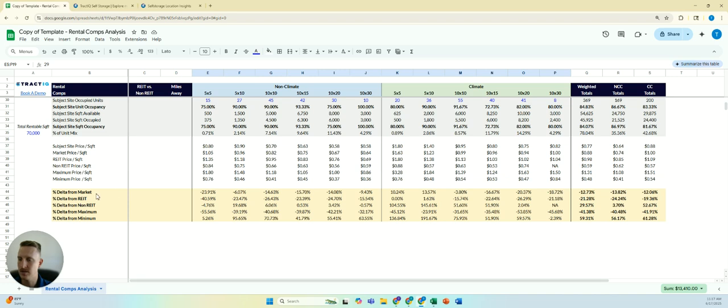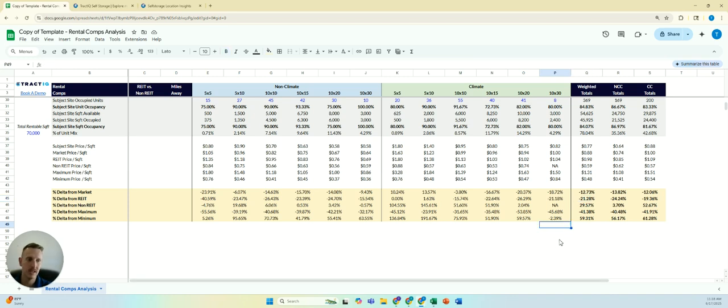So if we go down to this gold section, for example, if we look at a 10 by 10 non-climate unit, we are 14.6% below the market on average for that unit size. And we are 26.4% below the REITs in the market. And if you come over here, you will see a totals column. So on average, we are 12.7% below the market across all unit sizes of our subject property, and our rental rates are 21% below the REITs in the market as well.